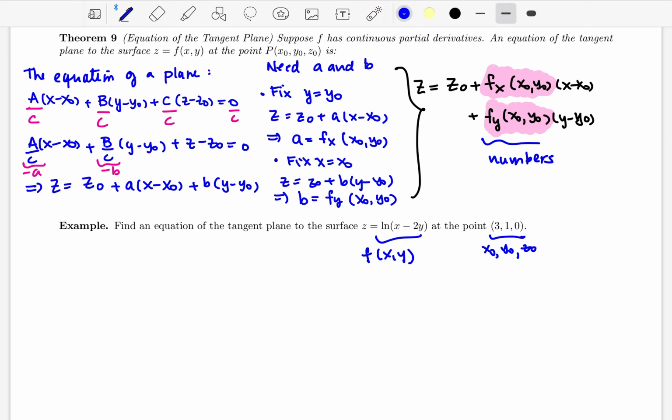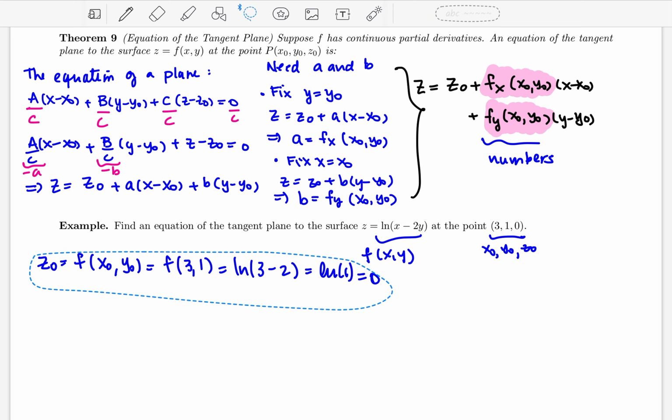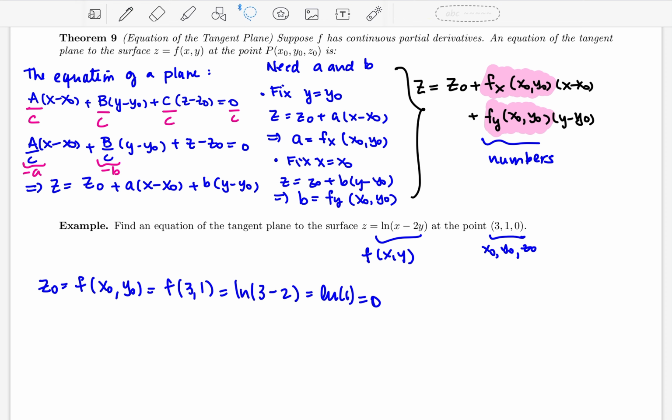Okay, so first of all, we know that z naught is equal to the function evaluated at x naught, y naught. So let me just do one intermediate step: f of (3, 1) is equal to the natural log of 3 minus 2 times 1. So it's 3 minus 2 times 1, which is 1. So you get the natural log of 1, you get 0. So all this work just to get that z naught is equal to 0. What else do we have?